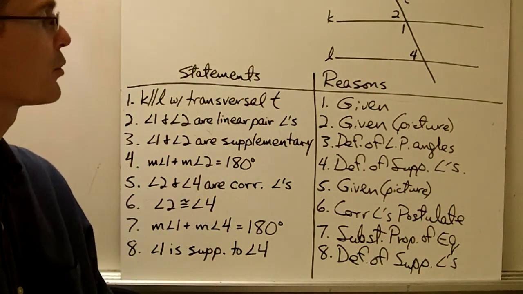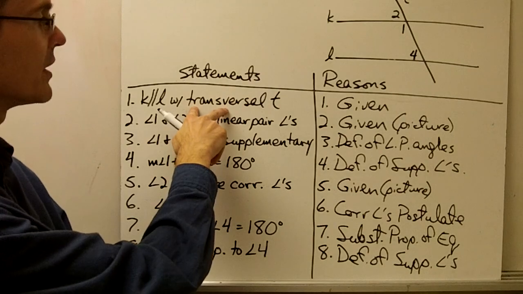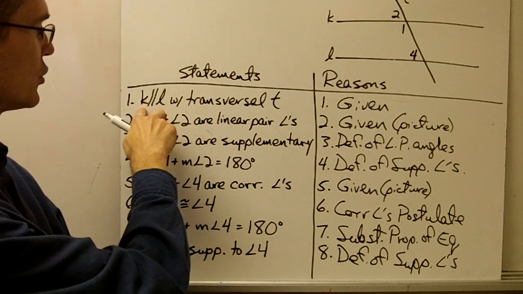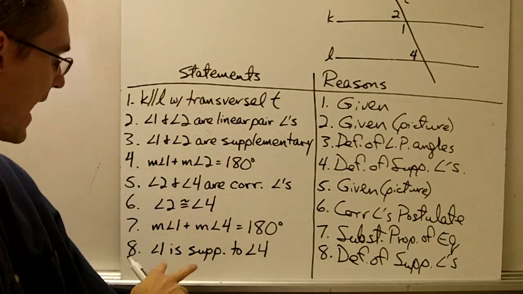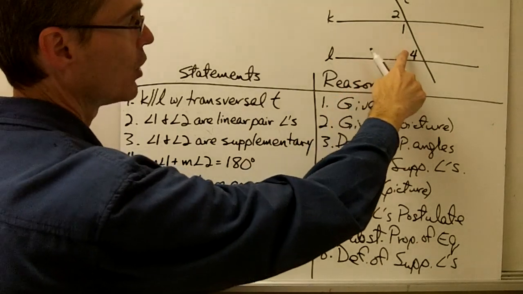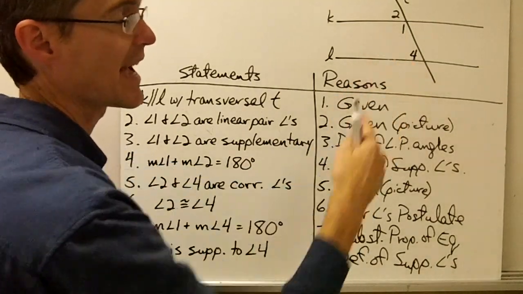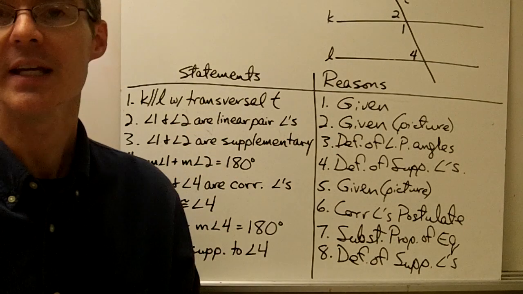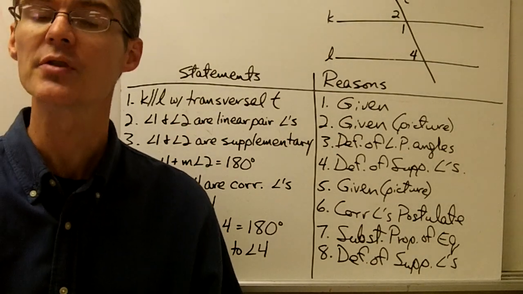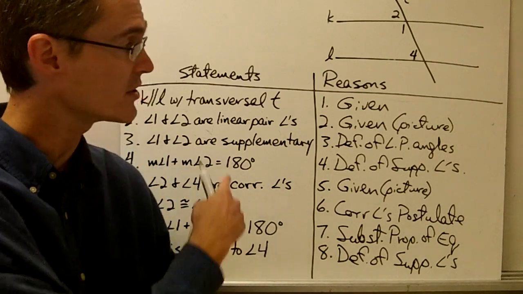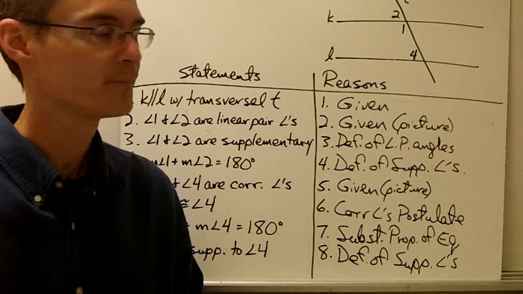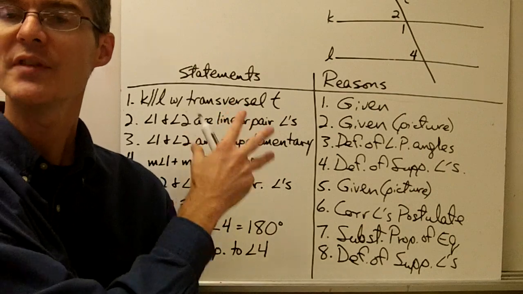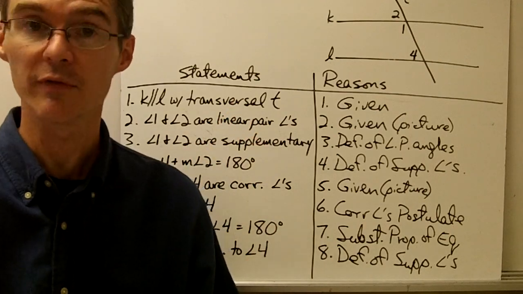So you can see in our proof we started with our given information that two parallel lines cut by a transversal, and we finished by showing that angle 1 and angle 4, two same side interior angles, were supplementary. So we have proven now the same side interior angles theorem, and we can now use this theorem to prove other theorems.